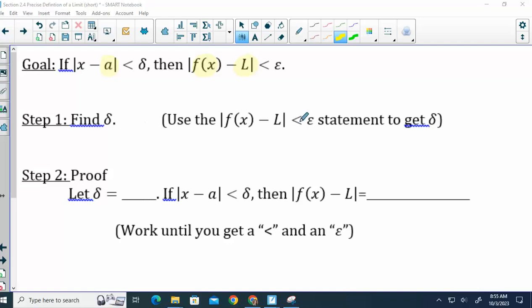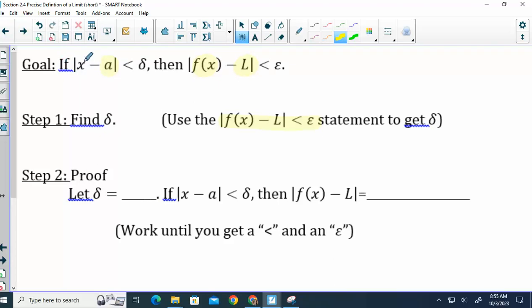We have to find the delta. And to find it, we use this second statement here. So remember, we're trying to somehow manipulate this so the inside turns into the absolute value of x minus a. Then in our proof, the first step, you have to state what delta equals, which is what you found in step 1. And then we are stating our goal again.